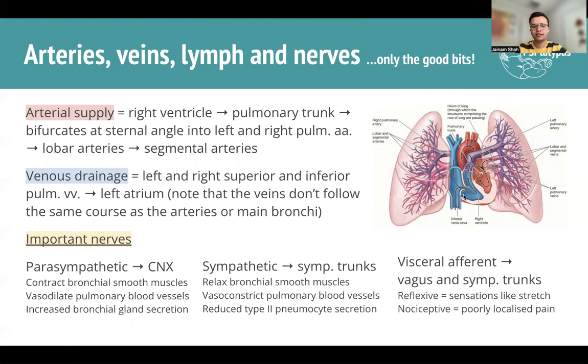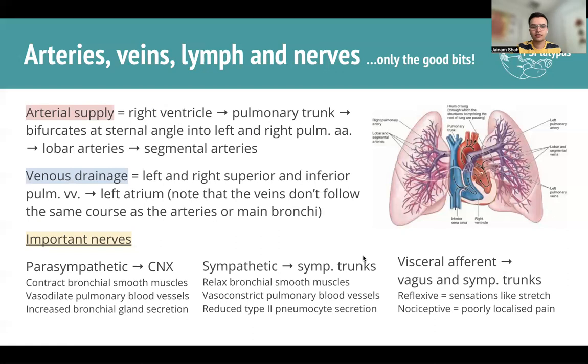Venous drainage wise, you've got the left and right superior and inferior pulmonary veins. You can see those, not really well, as these pink bits here. If you follow the arrows along, that's where they connect together to form the trunk. Then they come down into the left atrium, go into the left ventricle, and then off to the systemic circulation. Just note that the veins don't necessarily always follow the same course as the arteries or main bronchi. Think about the arteries and the bronchi as being sort of friends. They're always going to be next to each other. The veins just kind of do their own thing. I've got more details about that in the notes. It's really not important for you to know, but anatomically speaking, it can be somewhat significant.